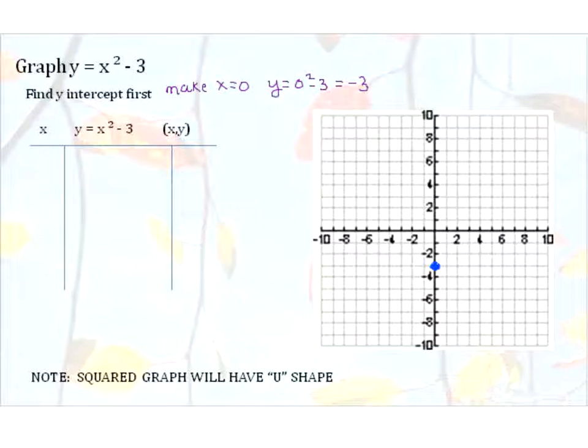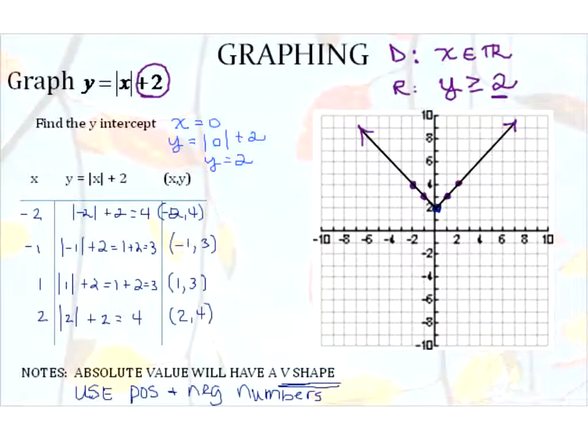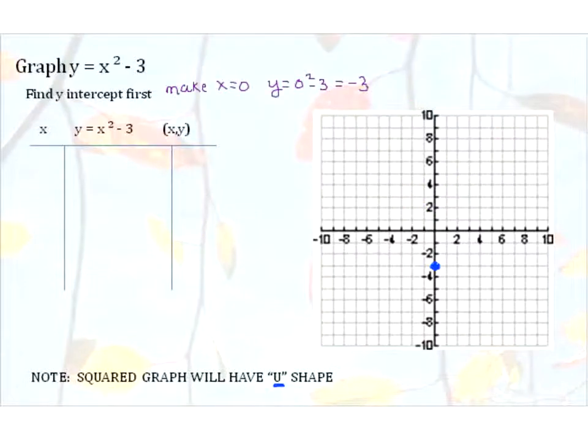Now you'll notice the note I have down here, the squared graph will have a U shape. So if you're graphing x squared, it's going to have a U shape. So when you make your table, you want to do the same thing again, pick positive and negative numbers, because as you probably noticed, and I didn't mention, with absolute value, it's symmetrical. You have a mirror image. So the same thing happens here. This is actually called a parabola. Your squared graph is also a mirror image.